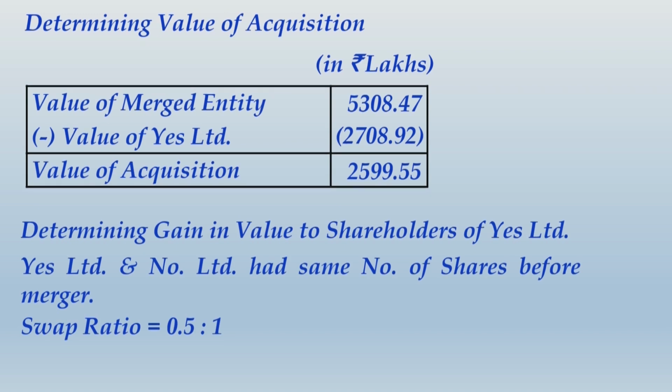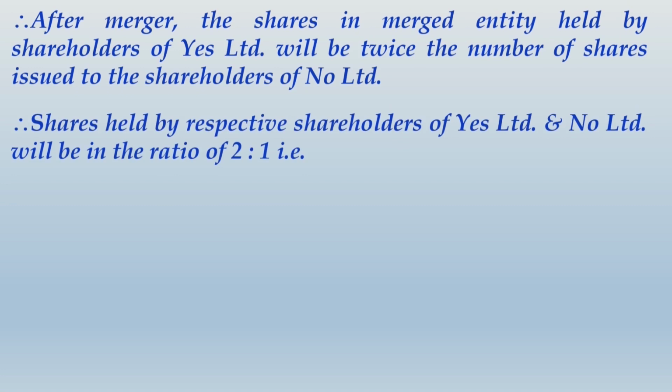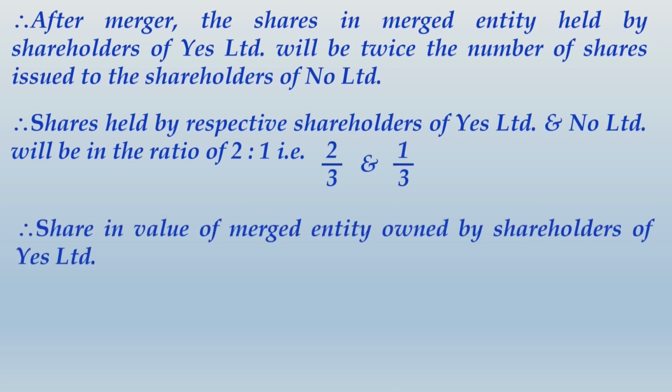Alright friends, after writing this much, let us move ahead and compute that amount of gain. So after merger, the shares in the merged entity held by the shareholders of Yes Limited will be twice the number of shares issued to the shareholders of No Limited. Therefore, shares held by respective shareholders of Yes Limited and No Limited will be in the ratio of 2:1, that is 2/3 and 1/3.